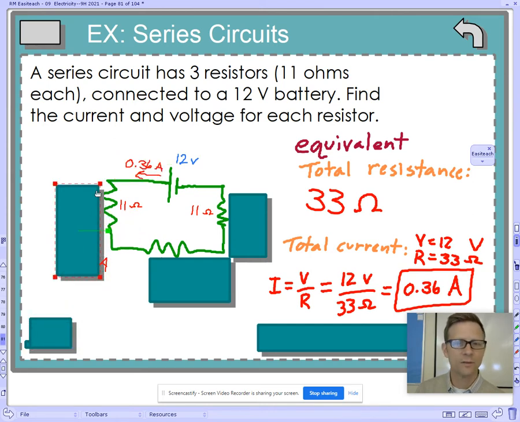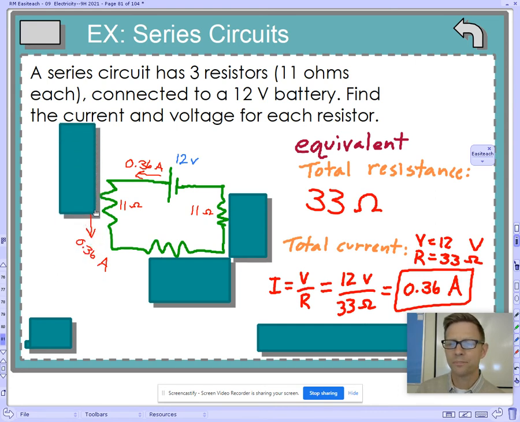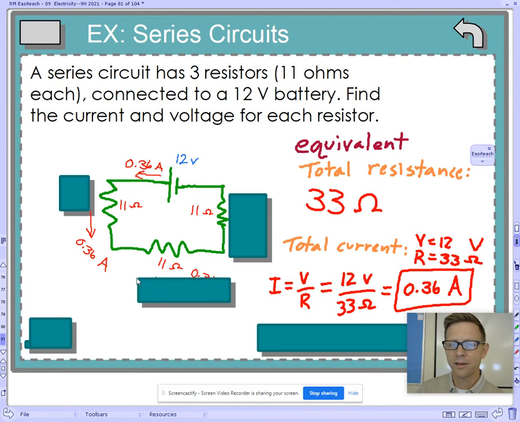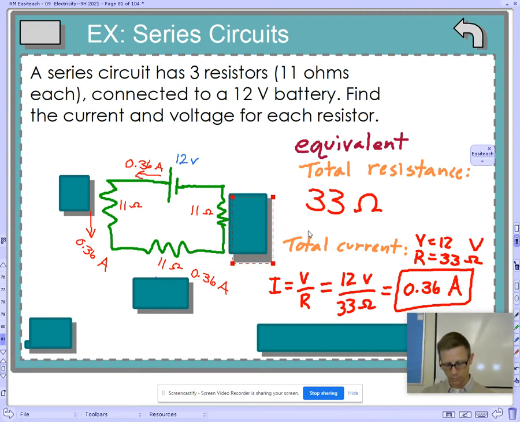Can't say that often enough. The current will be the same everywhere. Now, as I'm doing this, I'm realizing that there might be a misconception. I'm about to label this 0.36 amps on every single resistor, and you might think that that's because they're all 11 ohms. Even if they weren't 11 ohms, you would have a different value, but if they were all different, they are still all going to have the same current through them. So it's 0.36 amps through every single resistor.